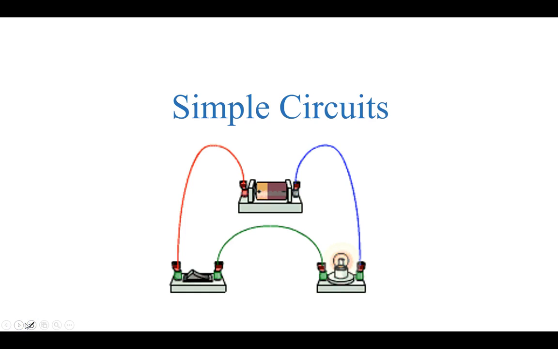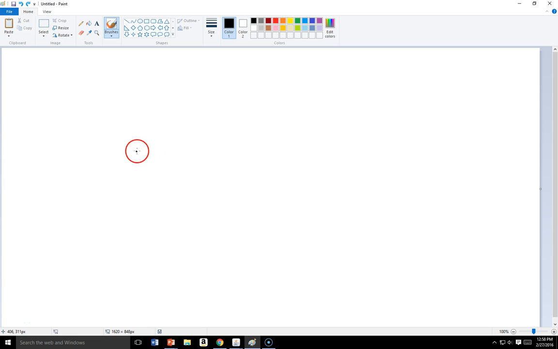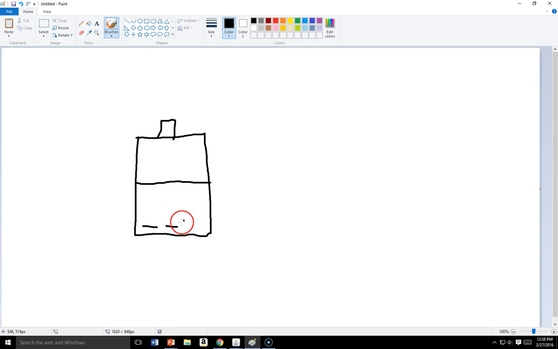Today we're going to look at simple circuits and some of the basic concepts behind them. So let's say we take a battery. Let's go ahead and draw out a battery here. Now the way a battery essentially works is it creates a separation of charge. So on one side of the battery we're going to have excess electrons, and on the other side of the battery we're going to have excess protons.